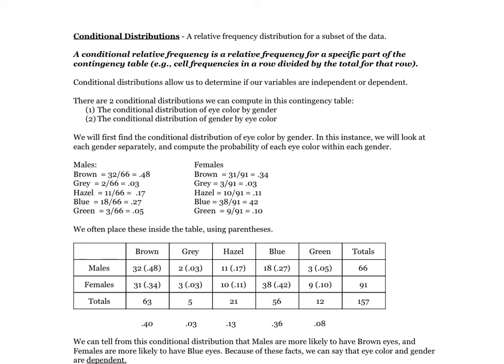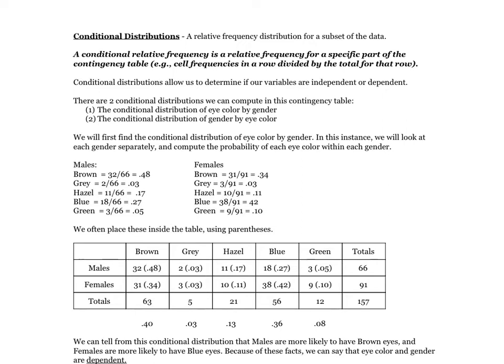So a conditional relative frequency is a relative frequency for a specific part of the contingency table. Example, the cell frequencies in a row divided by the total for that row. Okay, so we're going to be focusing on one variable, either eye color or gender, and seeing the distribution of the other variable within that.